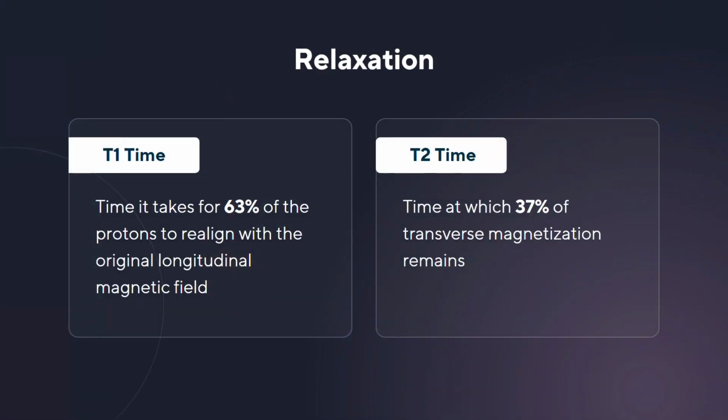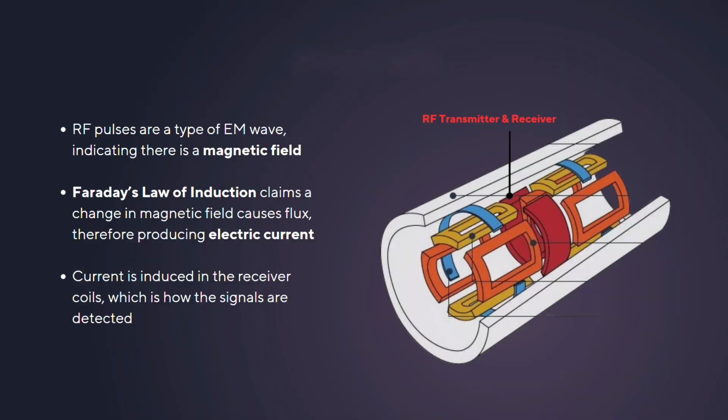So the relaxation occurs in two phases called T1 and T2 relaxation. T1 time is the time that it takes for 63% of the protons to realign with the original longitudinal magnetic field. And T2 time is the time at which 37% of the transverse magnetization remains.